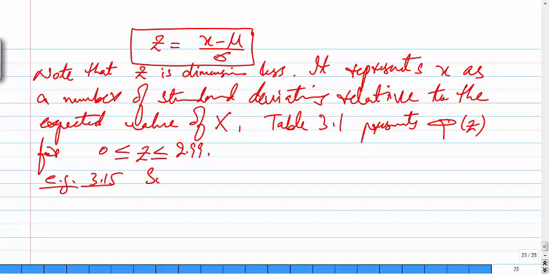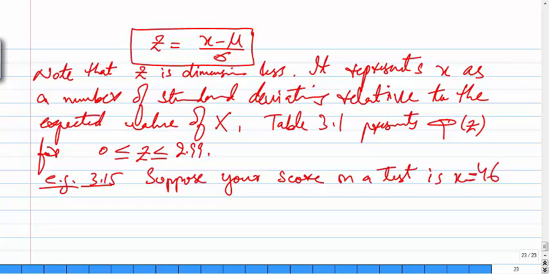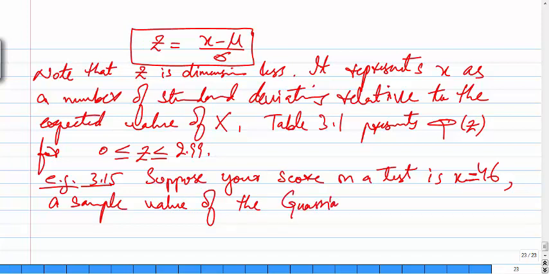Now suppose your score on a test is x equal to 46. Okay, now your score in a test is x equal to 46, a sample value of the Gaussian 61 and 10 random variable.